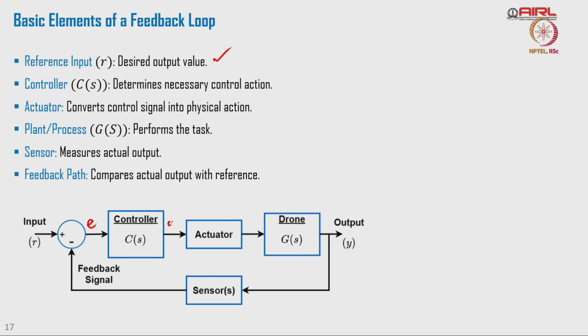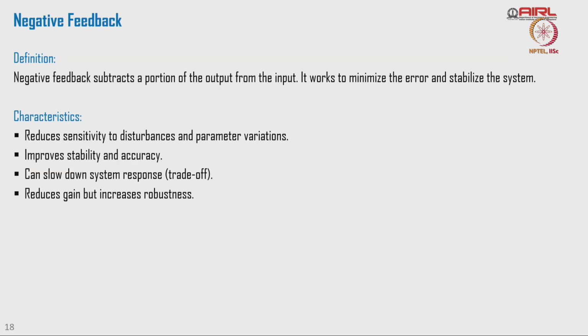Okay. So, what is the plant here? The plant is the drone. The sensor measures the actual output. It is an integral component of the feedback loop, and it completes the feedback path, which compares the actual output with the reference. Okay. So, this is called the actual output and this is the reference input, which is equal to the desired output value. So, the comparison between these two will go on, fine.